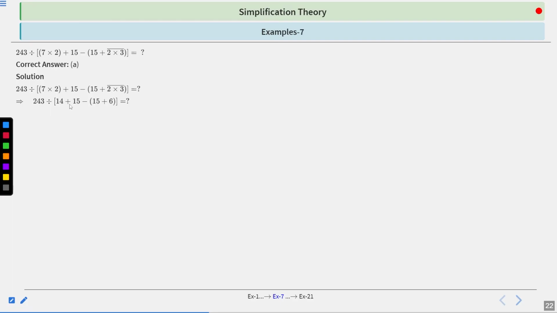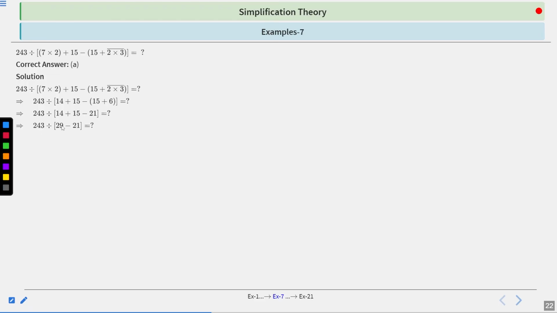We got 14 plus 15 minus, so in this small bracket first we solve the bar bracket, so 2 into 3 which becomes 6 plus 15, so in a small bracket now remaining amount becomes 15 plus 6, and we close the large bracket which is equal to question mark. Now 243 divided by, now we solve the small bracket, so we got 14 plus 15 minus 21 equals question mark.